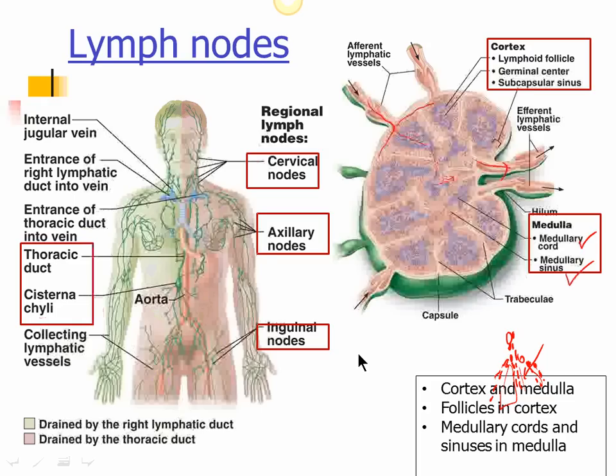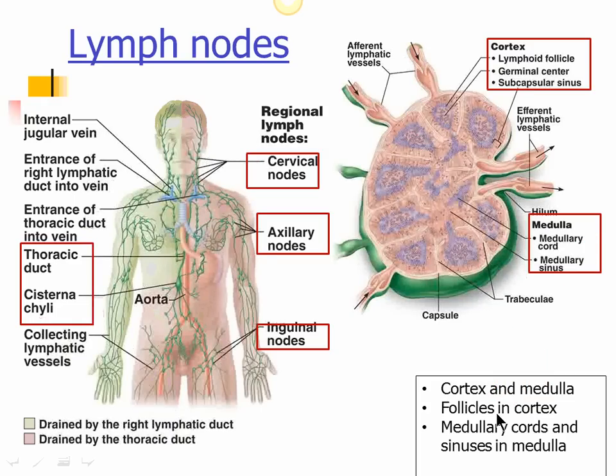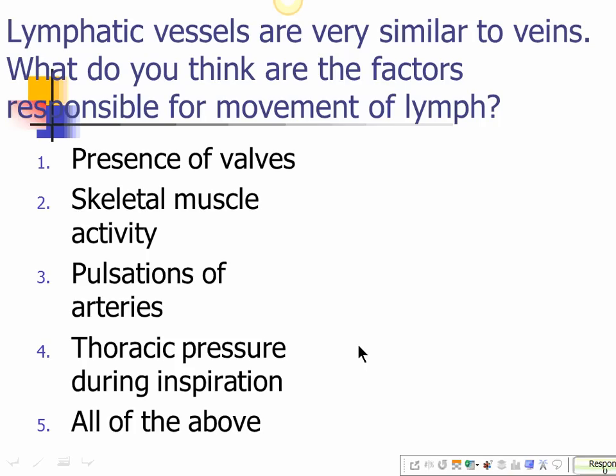So here again, cortex and medulla, follicles or nodule, cortex, medullary cords and sinuses in the medulla. So typical features of a lymph node. Okay, so I already kind of told you this question. Lymphatic vessels are very similar to veins. So what are the factors responsible for movement of lymph? So I mentioned, it's really all of this, including pulsations of arteries, because very often they lie close to lymph nodes, to lymphatic vessels and veins, and that helps too. Okay.